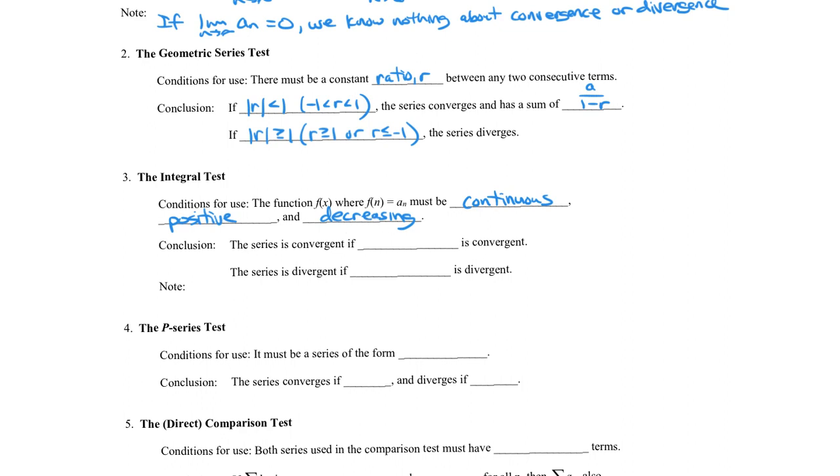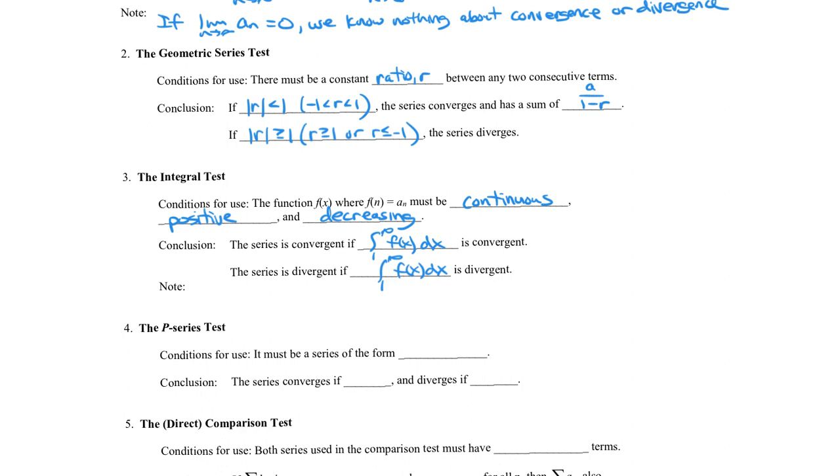So the conclusion here is this series is convergent if this improper integral involving the corresponding function is convergent. In other words, if you evaluate this improper integral, which requires limits, and you get a real number, then the integral converges, and if it converges, then the series converges. On the other hand, if you evaluate this improper integral and you get infinity or negative infinity, or find that it doesn't exist, then the series is divergent. Okay, so that was from 11.3.